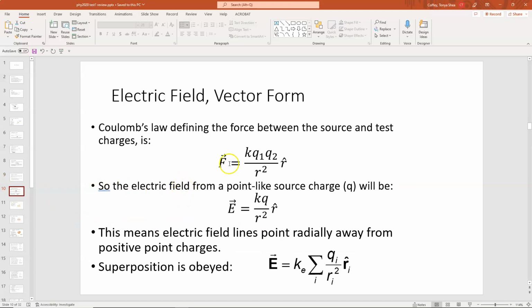So, since we have the force between two charges, K Q1 Q2 over R squared R hat, I'm sorry, not just positive ones, then the electric field from a point charge could be written as KQ over R squared R hat. So electric field lines point radially away from positive point charges and radially towards negative point charges. And of course, if you have a bunch of charges, then the electric field at a given point would be the vector sum of the electric fields due to each individual charge.